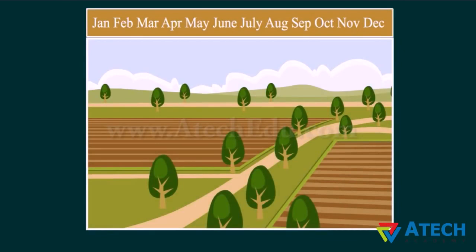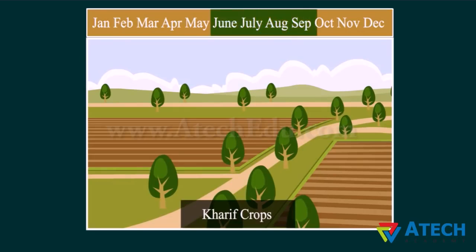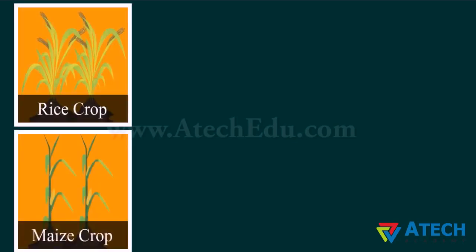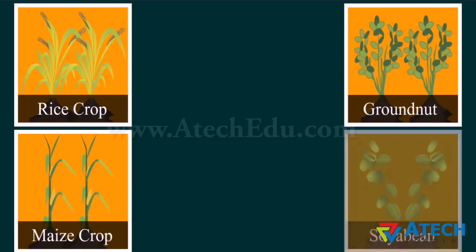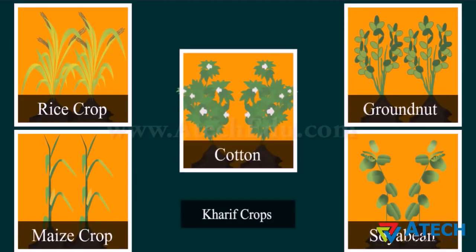Plants that need more water for healthy growth are planted during the rainy season, around the month of June, and harvested at the end of the rainy season, around October, are called Kharif crops. Some of the examples of Kharif crops are rice crop, maize crop, groundnut crop, soybean crop, and cotton crop. And what about Rabi crops?